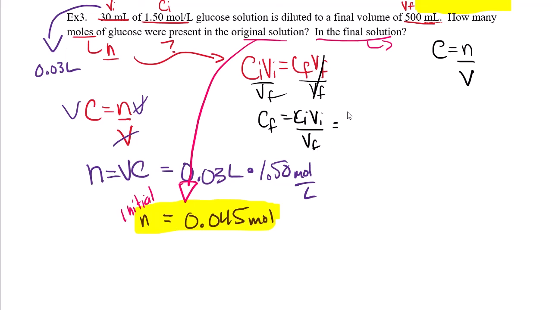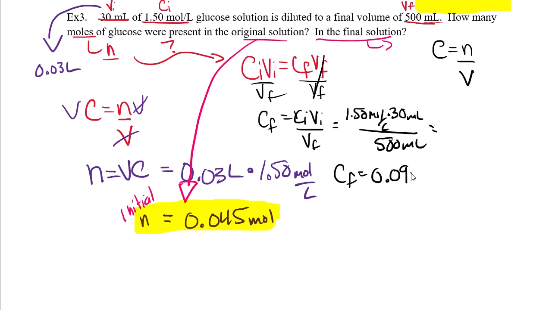So my CI was 1.5 moles per liter. My VI was 30 milliliters. My VF was 500 milliliters. Okay, let's see what my CF is going to be. So my CF will be 0.09 moles per liter. Okay, so let's see that. Then I've got my volume. I've got my concentration. I can solve for N here.